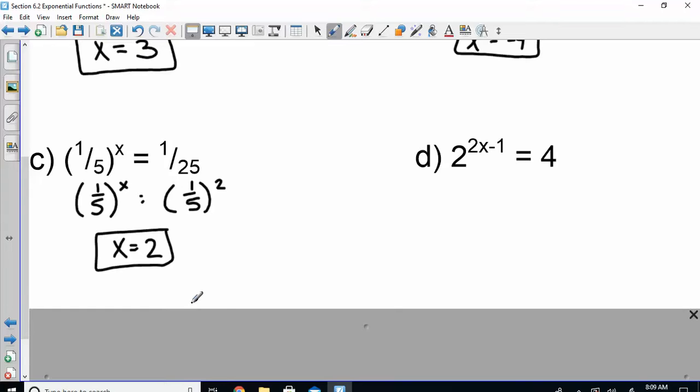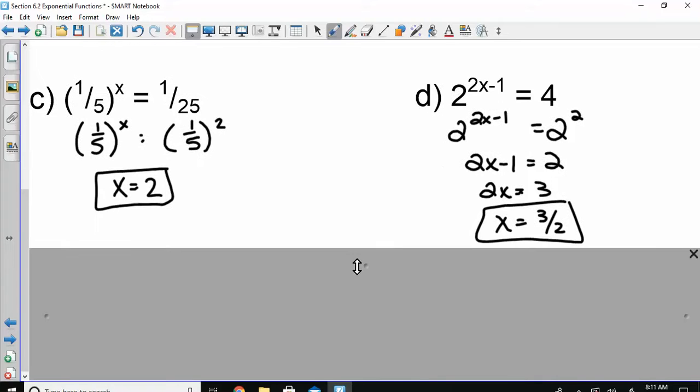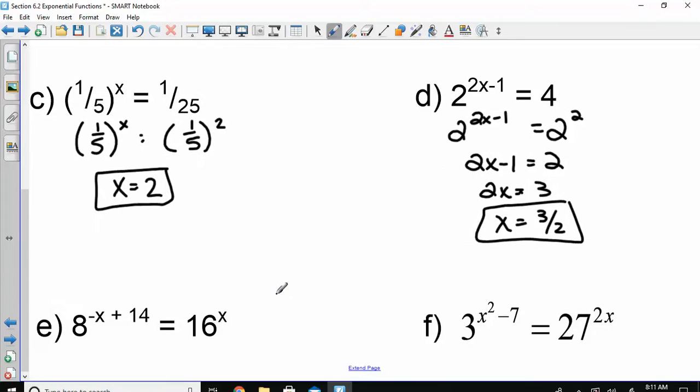Okay, why don't you guys do D? 2 to the 2x minus 1 equals 4. So you changed what? Made your 4 equal to 2 squared. So then 2x minus 1 equals 2. Add over your 1. Divide by 2. So far, so good?